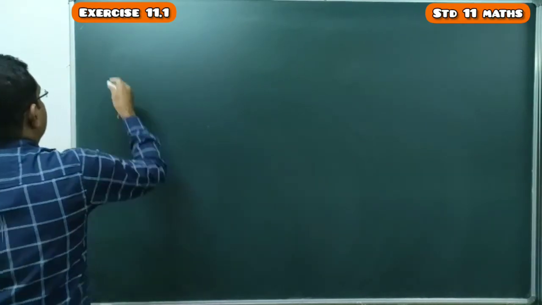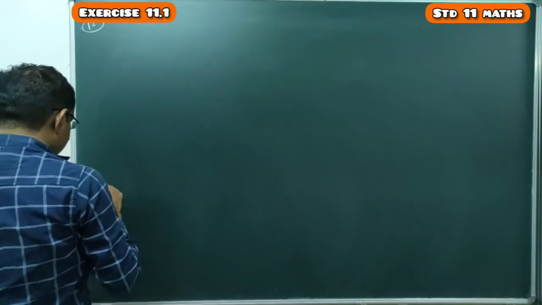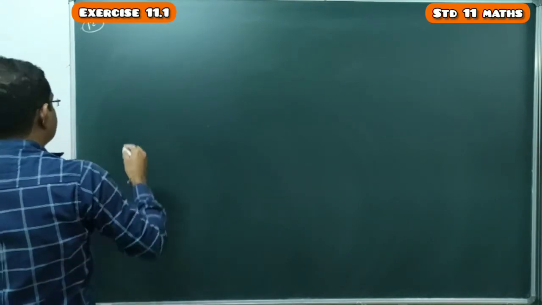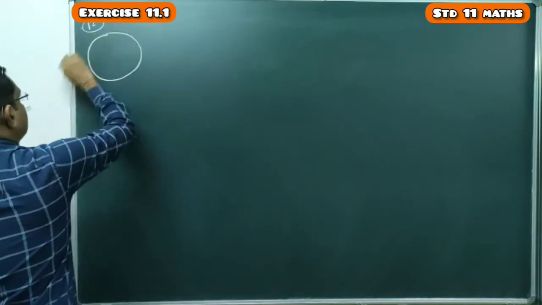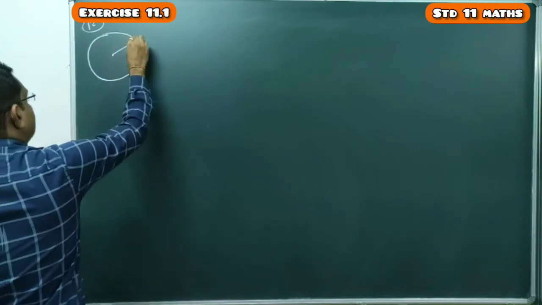Next, question number 12. Read the question. Find the equation of circle with radius 5. Again, we have to find the equation of circle. तो ये same circle हमारा. Find the equation of circle with radius 5.